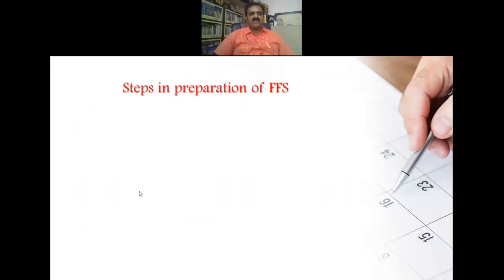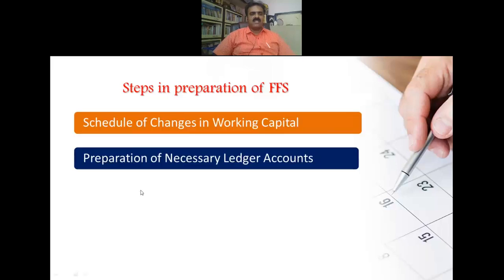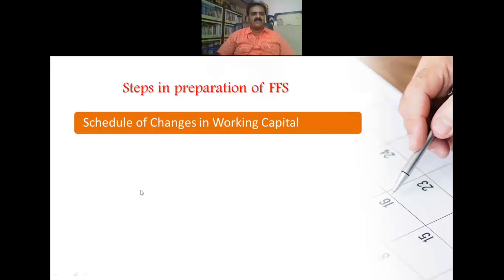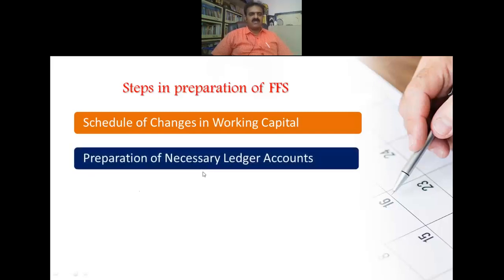In case of a fund flow statement, there are 4 important steps. The very first step is called schedule of changes in working capital. This is the first step, which you need to prepare while considering the current assets and current liabilities on the balance sheet. Second step: you need to prepare necessary ledger accounts. Wherever it is necessary as far as the adjustments are concerned, you need to prepare ledger accounts.